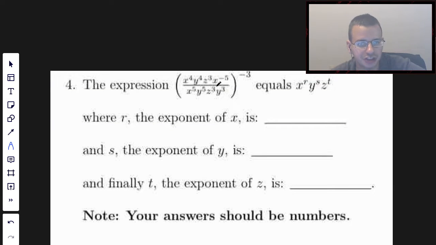The expression x to the fourth, y to the fourth, z cubed, x to the negative fifth, and that on the bottom equals x to the r, y to the s, and z to the t, where x is this, y is... Okay, so what we need to do here is simplify our exponents.